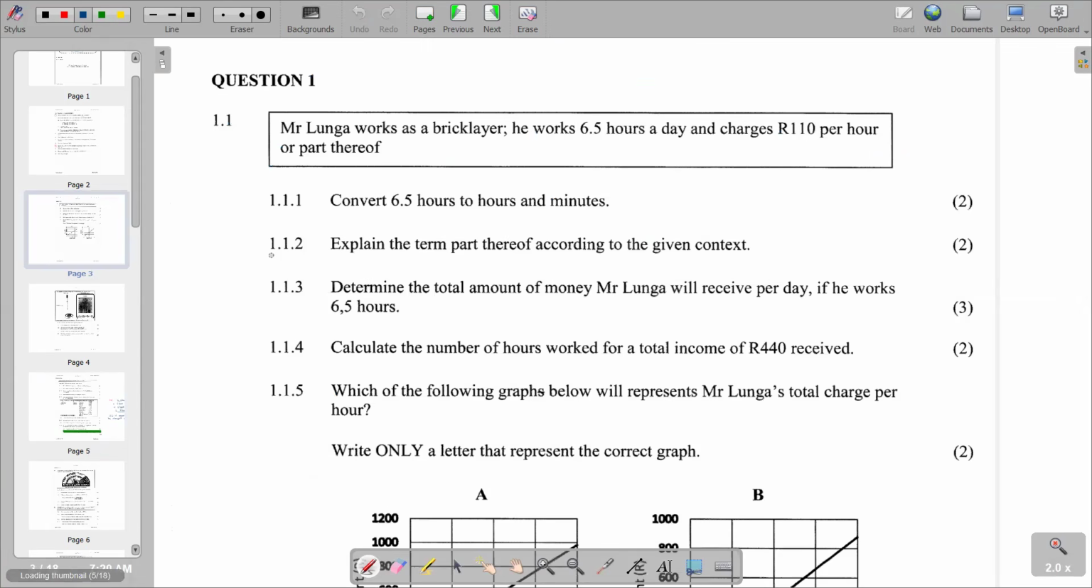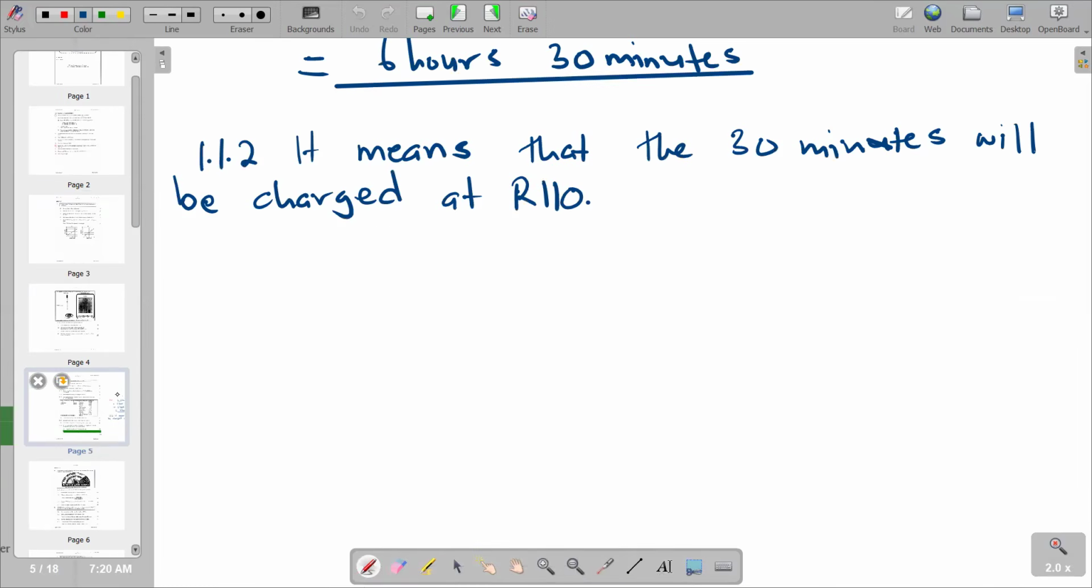And we move on to the next part, which is now saying, determine the total amount of money Mr. Lunga will receive per day if he works 6.5 hours. And we know that we have 110 rands per hour. So we are just going to say our 1.1.3.